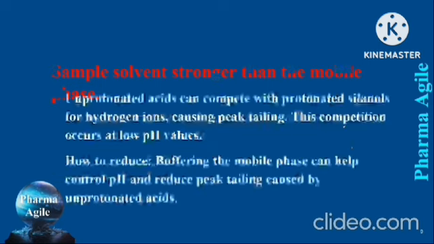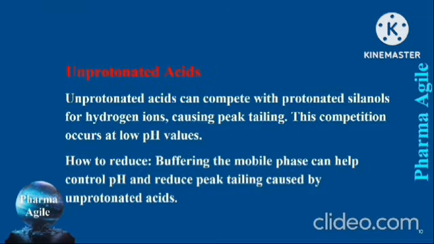Next one, unprotonated acids. Unprotonated acids can compete with protonated silanol for hydrogen ions, causing peak tailing. Buffering the mobile phase can help control pH and reduce peak tailing caused by unprotonated acids. This is another cause of peak tailing. Buffering the mobile phase can help control pH and reduce peak tailing caused by unprotonated acids.